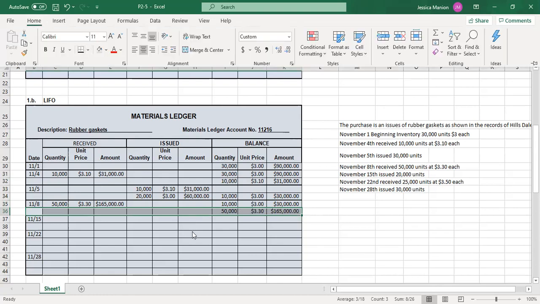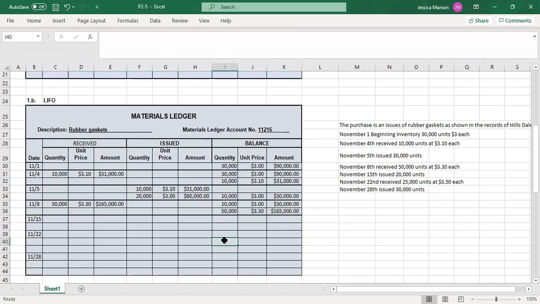So again, now this next one, I think we're about to issue some units. The units that we issue aren't going to come from these older units like they would in FIFO, for example, right? LIFO, last in, first out. The 50,000 were the last in, so they're going to be the first that we use. So November 15th issued 20,000 units. So again, 20,000 units are going to come from the 50,000 at $3.30 each. So now we're going to have, what? We still got these 10,000 units at $3 each, but now we've only got 30,000 left of the $3.30 each.